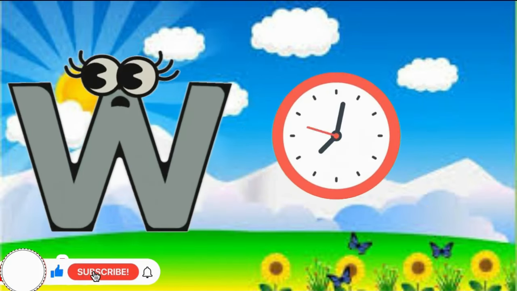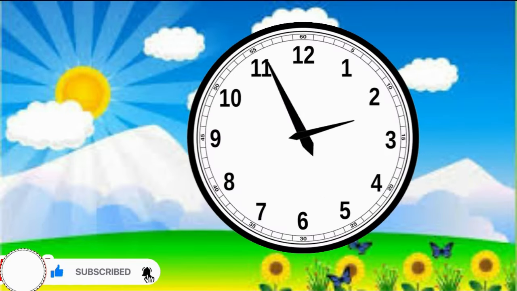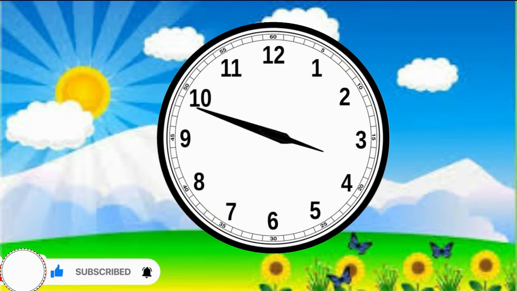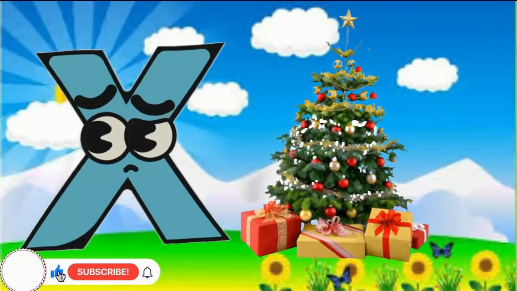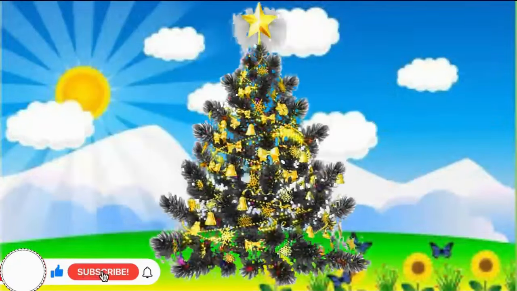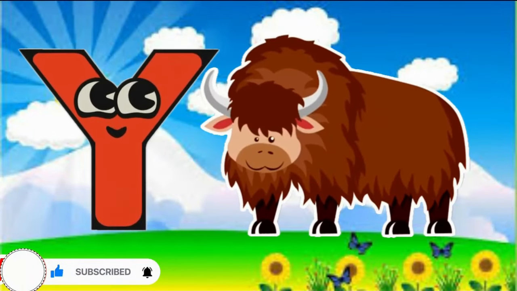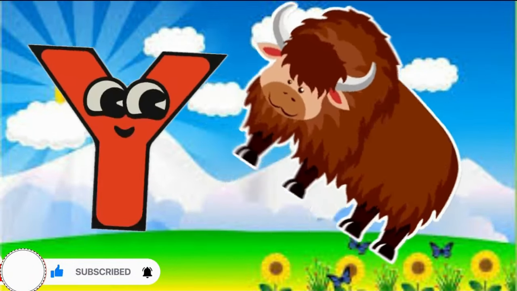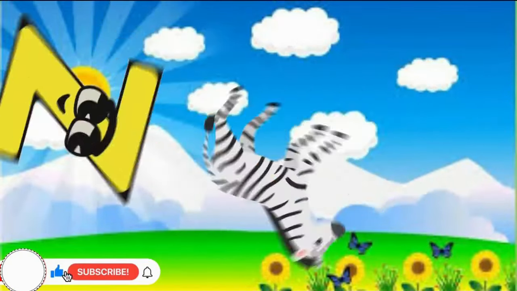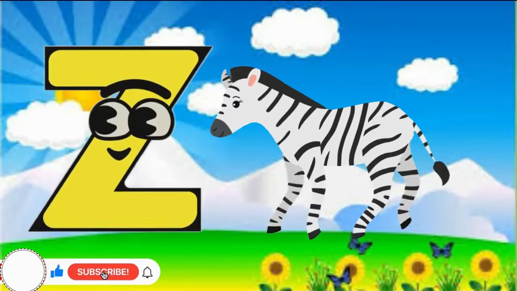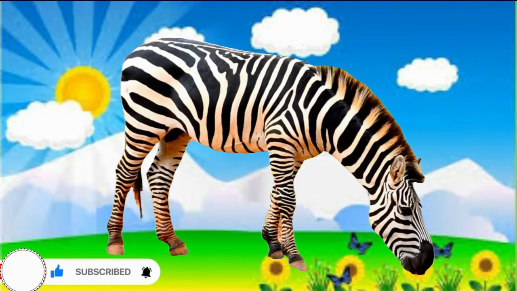W for watch. Watch means ghari. X for Xmas tree. Xmas tree means Xmas tree. Y for yak. Yak means jungle jaisa. Z for zebra. Zebra means zebra.